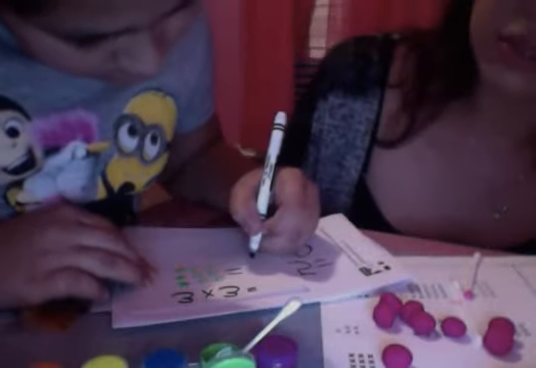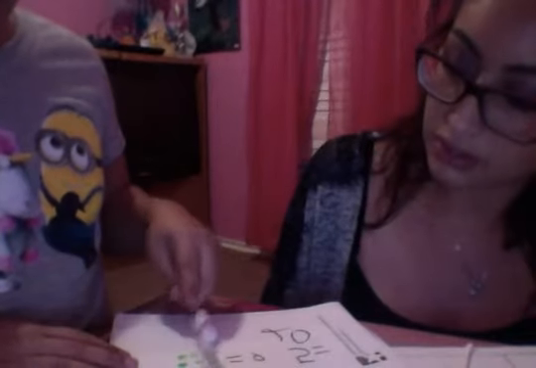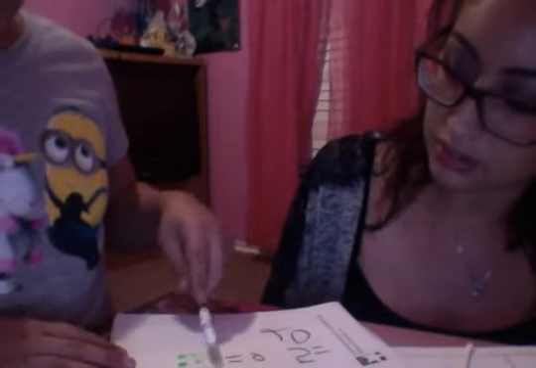Okay, and that says equals... 9. Just to double check, you want to count them again? Yes. 1, 2, 3, 4, 5, 6, 7, 8, 9. 9. And how could we do that as adding again?